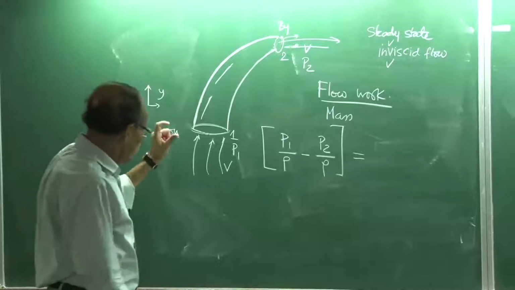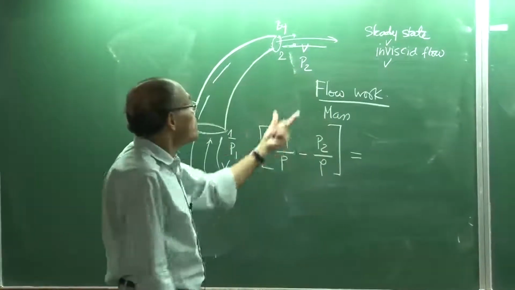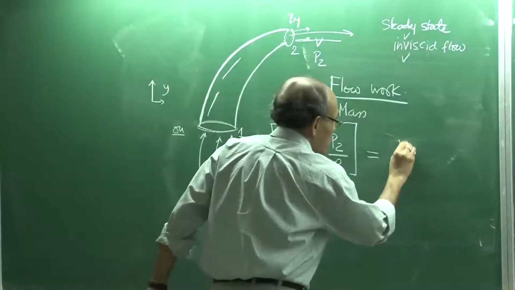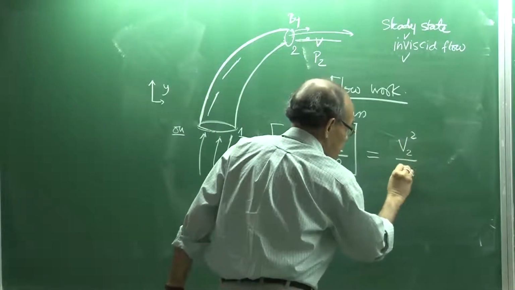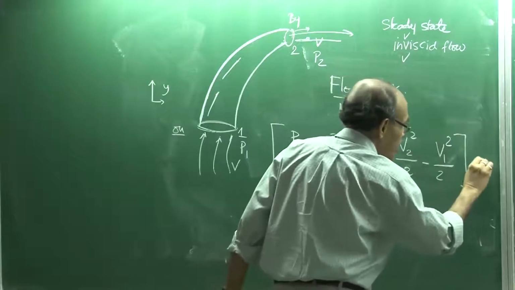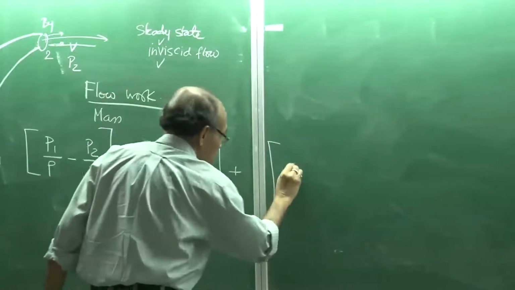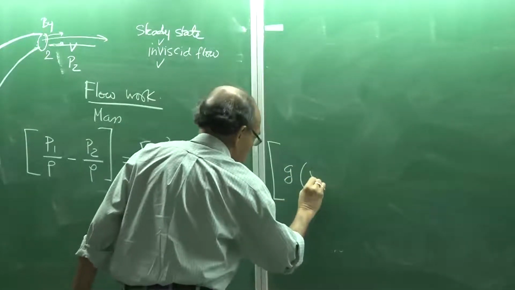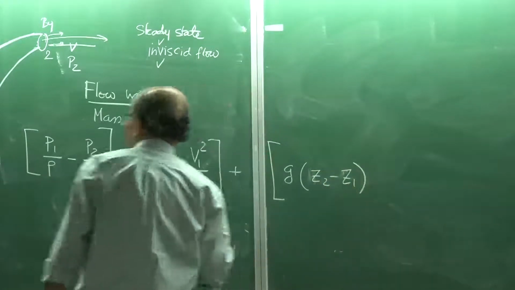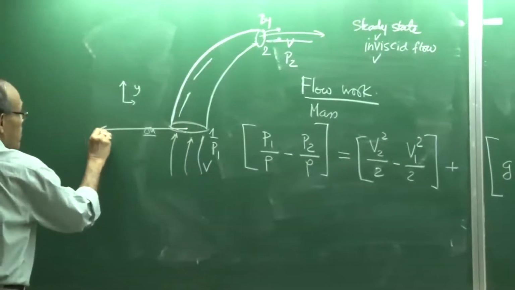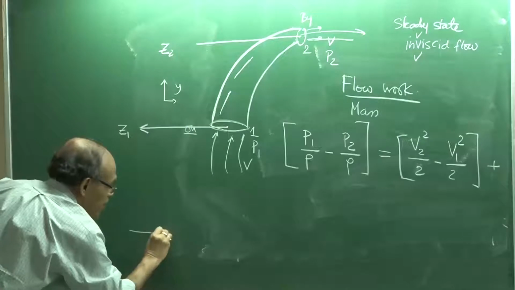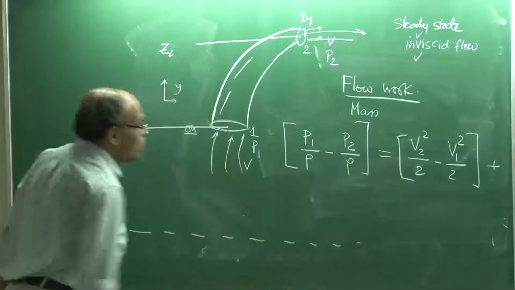If you assume that the flow is steady and inviscid, then it can be said that the flow work per unit mass, or the specific flow work which is represented by this equation, will be equal to the change in the kinetic energy of the fluid per unit mass and the change in the potential energy of the system between the two sections, in which this may be taken as Z1 and this may be taken as Z2, and therefore we may have an arbitrary datum here with respect to which these Z1 and Z2 are going to be measured.